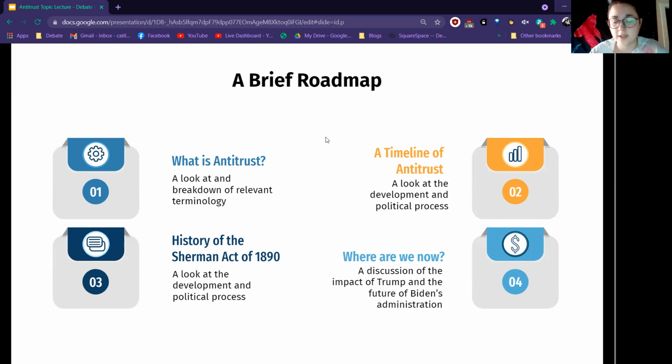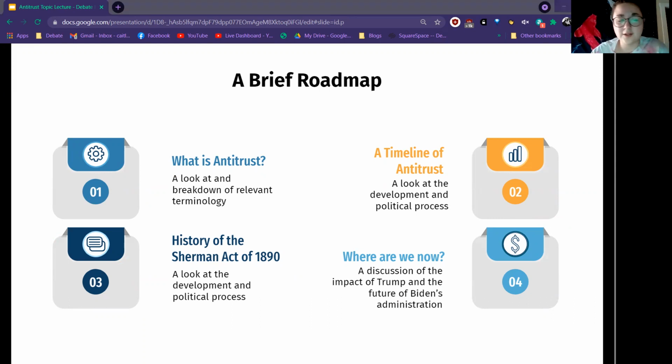So I think it's important to look at, and spoiler alert, the policy app that you all will be receiving if you're part of the Debate Boutique program will be centered around the Sherman Act. So it's no surprise that I wanted to talk a little bit about it to give you all some foundation and understanding of what we'll be doing.